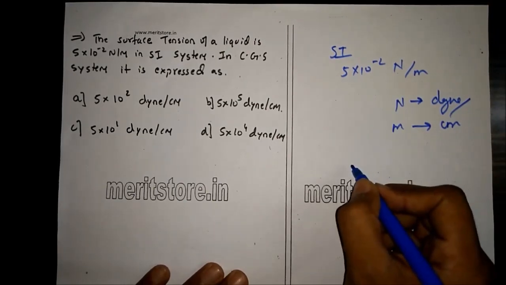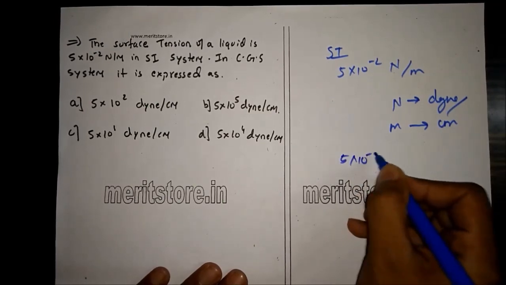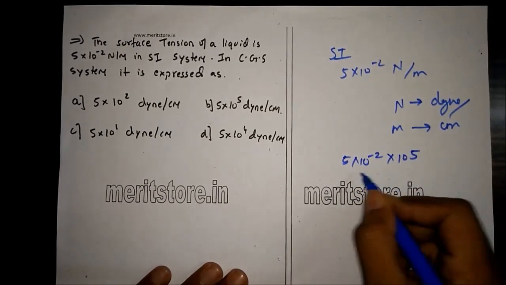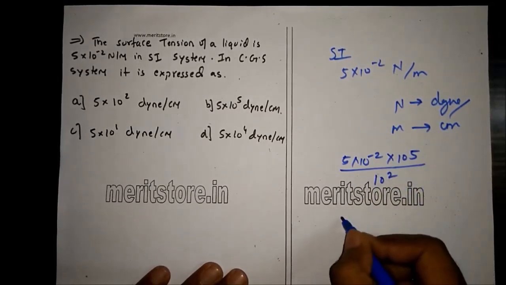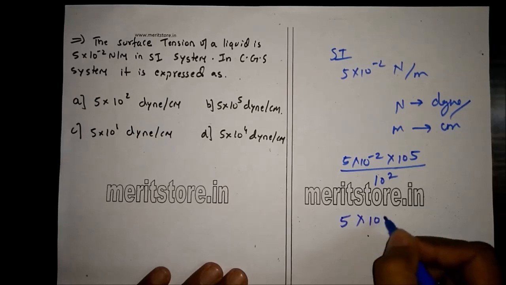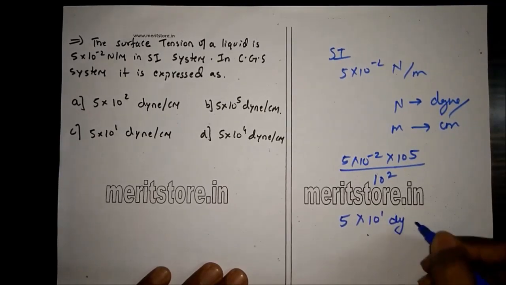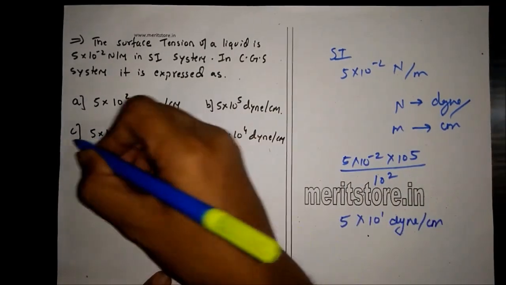Now, to convert newtons into dyne, we multiply it by 10 raised to 5. And to convert meter to centimeter, we divide by 100, which is 10 raised to 2. On calculation, we'll get the answer as 5 into 10 raised to 1 dyne per centimeter. Therefore, here the correct answer will be option C.